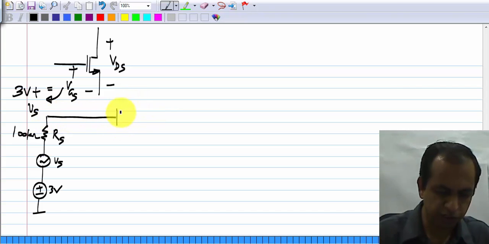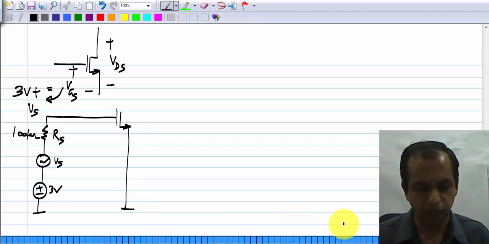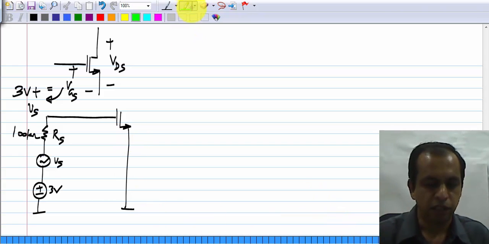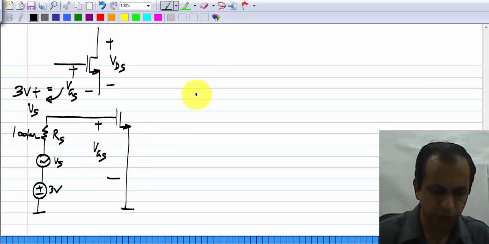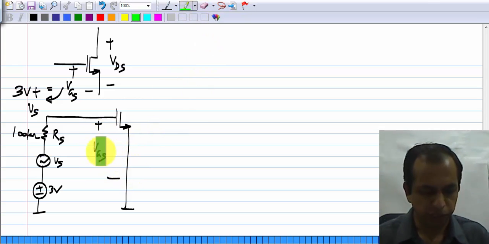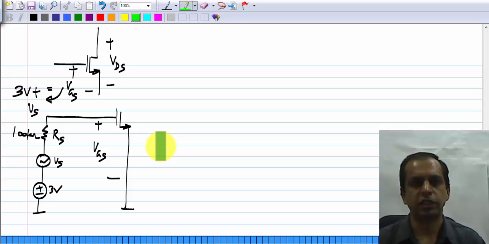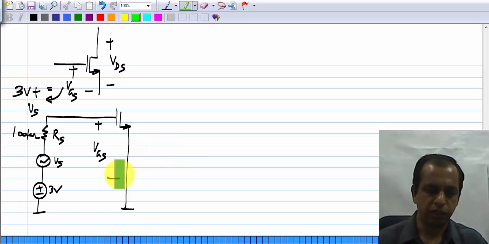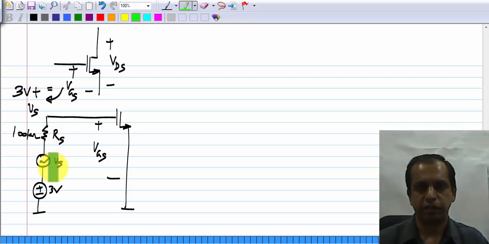Now, if I connect it to the gate of the transistor and the source is grounded, it is very clear what appears here as the gate source voltage. This will be equal to 3 volts when Vs is 0, when the signal is 0. This is exactly what we want. When the signal is 0 is when we have the operating point. And if you look at the incremental picture, this 3 volt goes away, right. We will be considering only the increments. This Vs will be the increment.